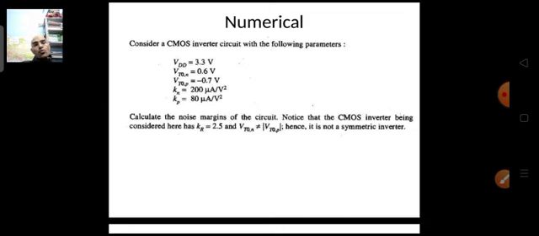So VOH and VOL, as it is a CMOS inverter, as I have already told you, we don't have to determine. VOH will be equal to your VDD, because it is a CMOS inverter. So VOH will become 3.3 volts, whereas your VOL will be equal to 0, because the CMOS inverter provides you the full voltage swing. Now we just have to find VIL and VIH. So how to find VIL and VIH?